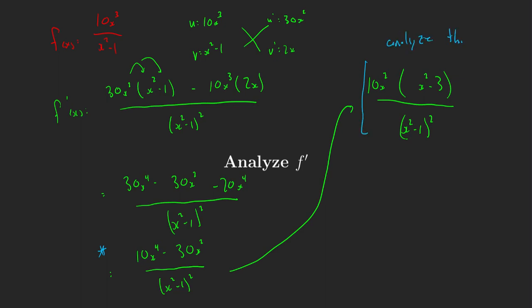We'll analyze this one and use this to find f double prime later. So when we find the second derivative, I'll probably have to skip back a couple slides to remember what this looks like, or I'll just multiply that out. But anyways, let's move on.